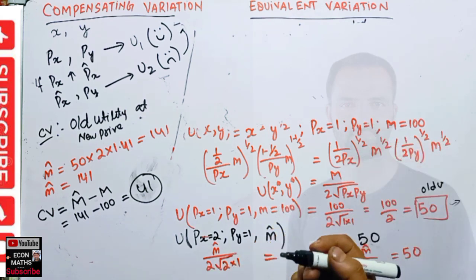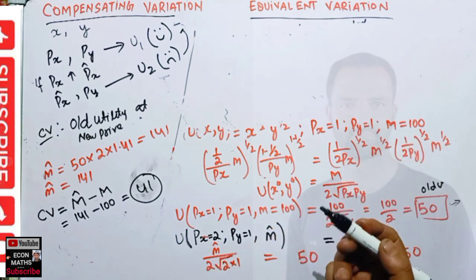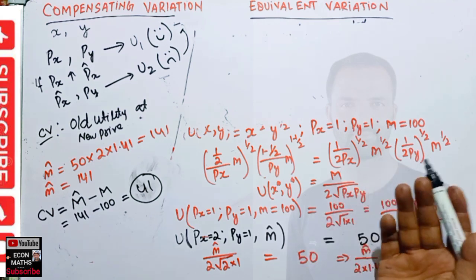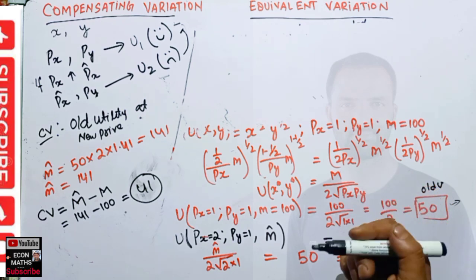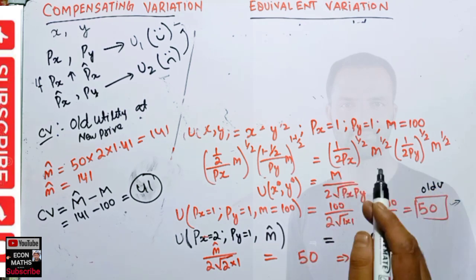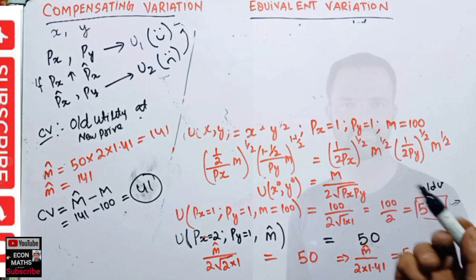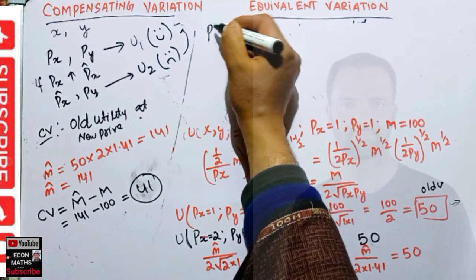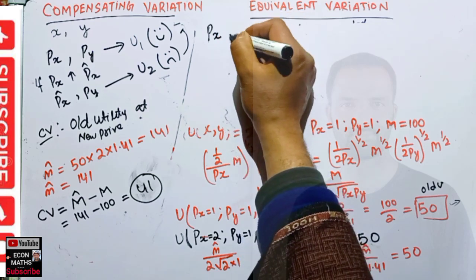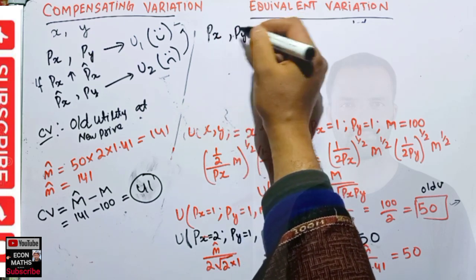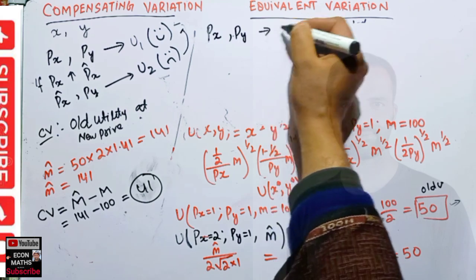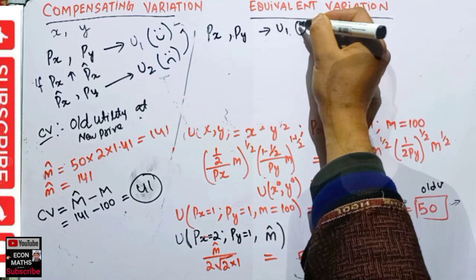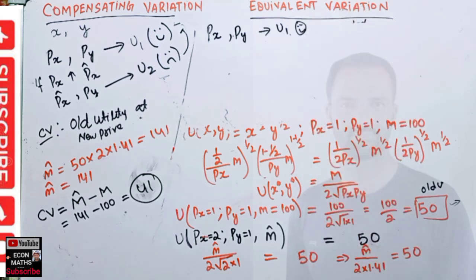Equivalent variation tells us the adjustment in income that changes the consumer's utility to the level that would occur if the event had happened. And how do we interpret it here? Let us say we have price of x and price of y. With these prices, the consumer was getting u1 level of utility. Okay, so he was obviously satisfied.